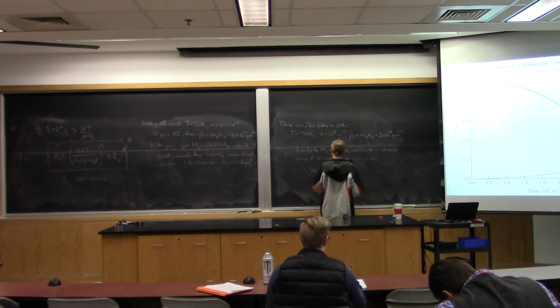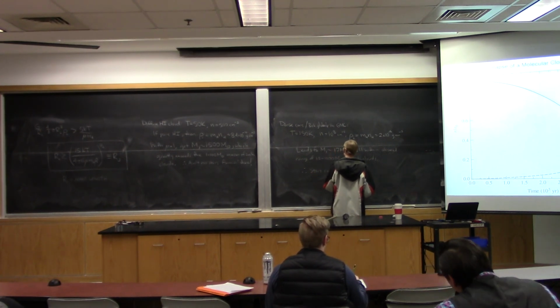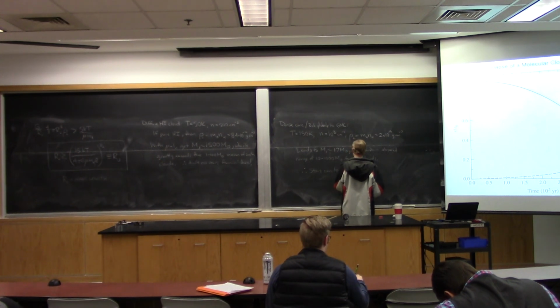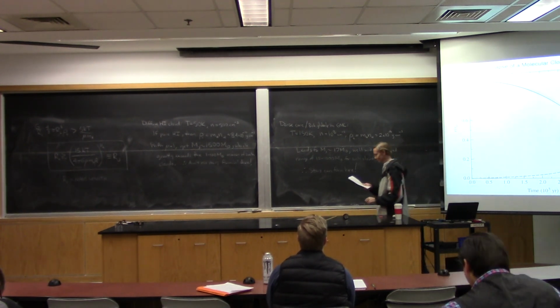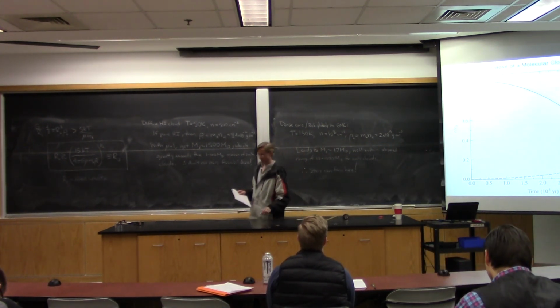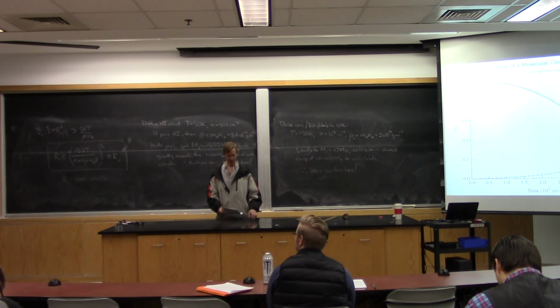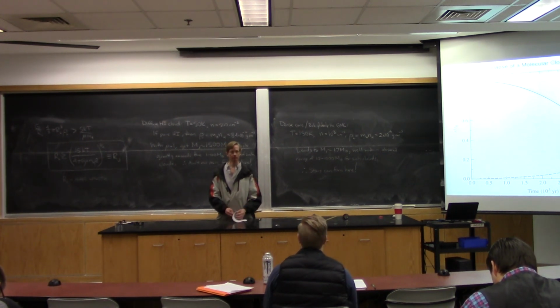Conclusion. Stars can form here. All right, so next time we'll do the homologous collapse.